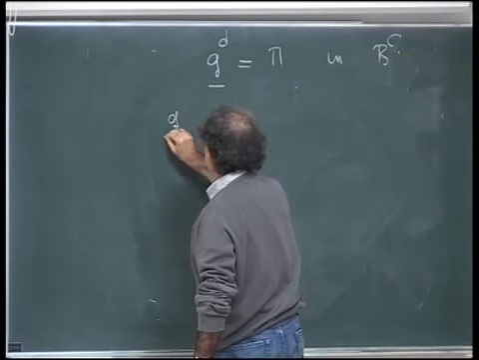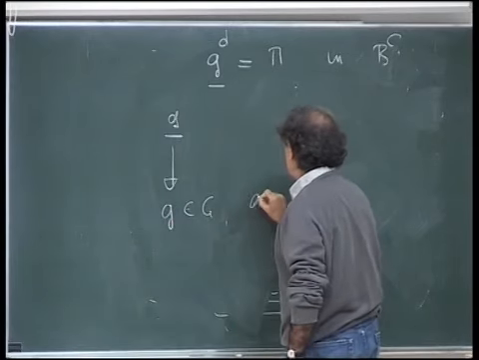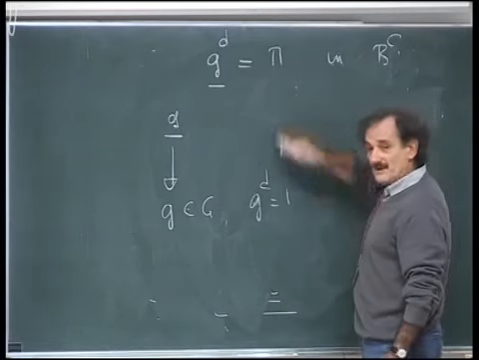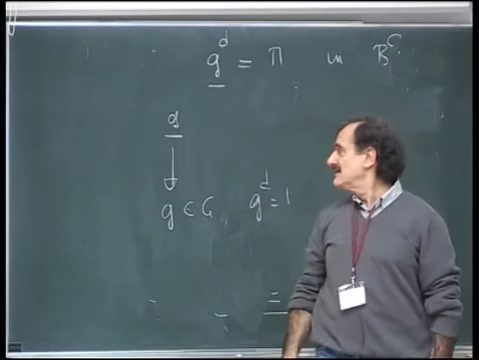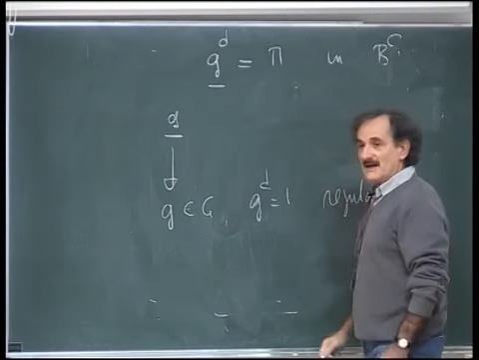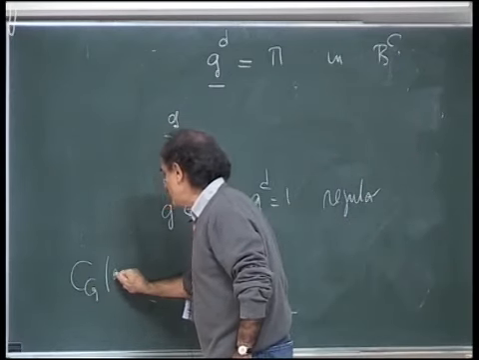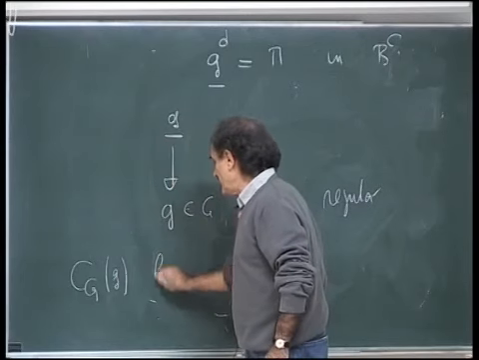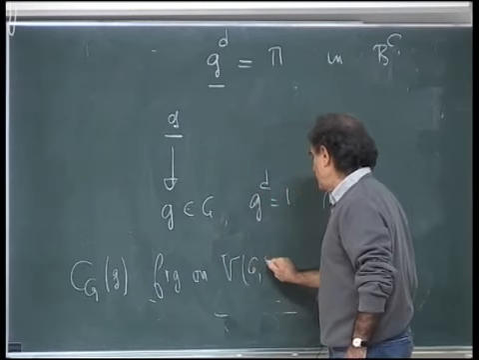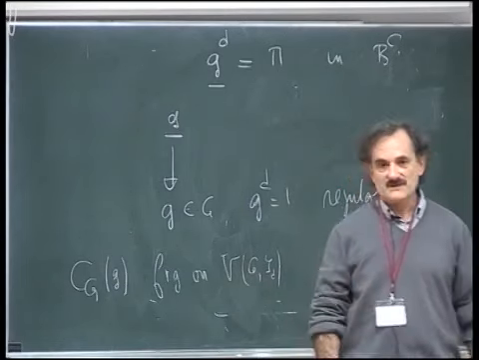So of course, underline G goes to a little g in G, which satisfies g to the d is 1, because this guy is in the pure braid group, so d becomes 1, so it gives an element of D, right? So this is regular. Very well, and by Springer's theorem, we know that the centralizer in G of little g is a finite reflection group acting on V of G zeta d. This is regular. This is Springer's theorem, which I already quoted.